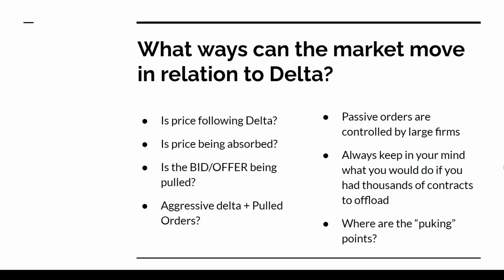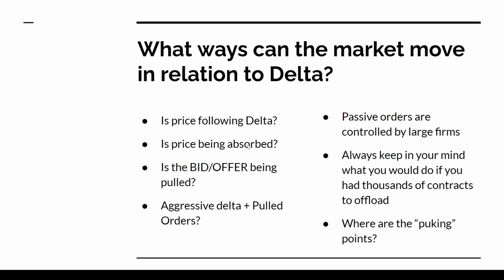So with regards to the ways that the market can move, we need to cover this because it's extremely important. Delta is only one part of the puzzle, and it allows you to see whether the market is doing what is expected: if people are buying, the market should be going up, and if people are selling, the market should be going down. Fairly straightforward stuff, right? So what we need to look at is price following delta, which we've just described.